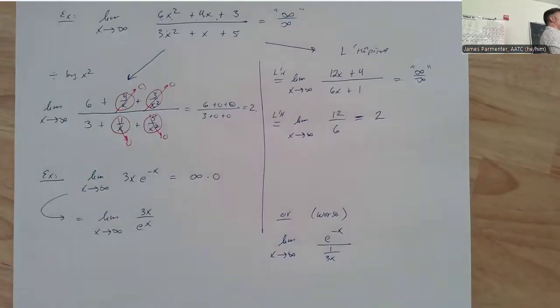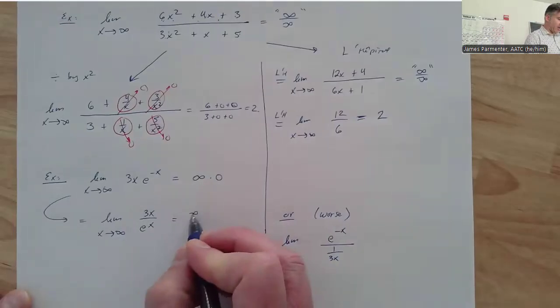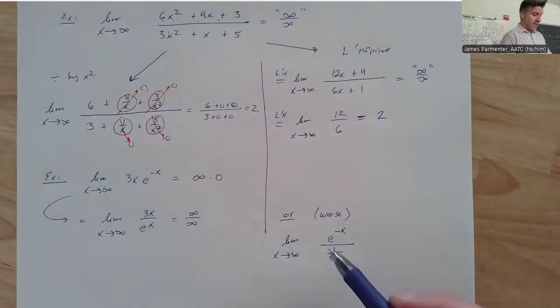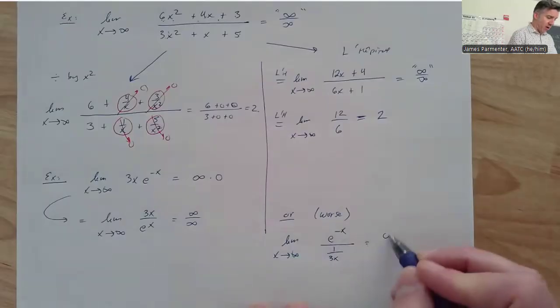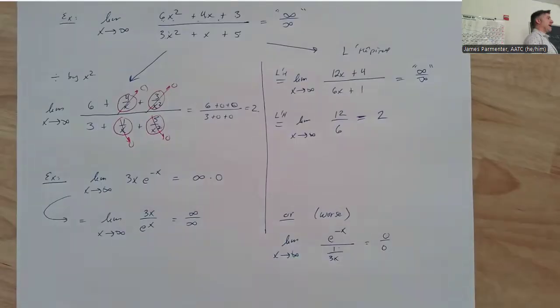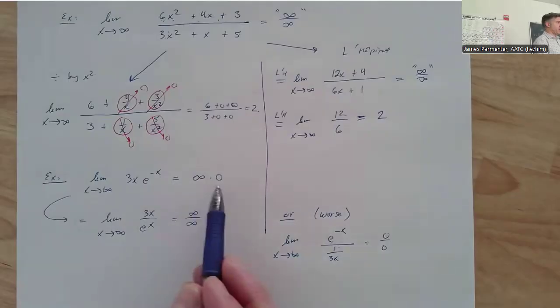Both of these are indeterminate forms. Here, if x is going to infinity, the top is going to 3 times infinity, the bottom is going to e to the infinity. It's an infinity over infinity. Over here, e to the negative infinity is going to 0, and 1 over infinity is going to 0. So either way you rewrite it, it will be an indeterminate form if you were starting with an infinity times a 0.